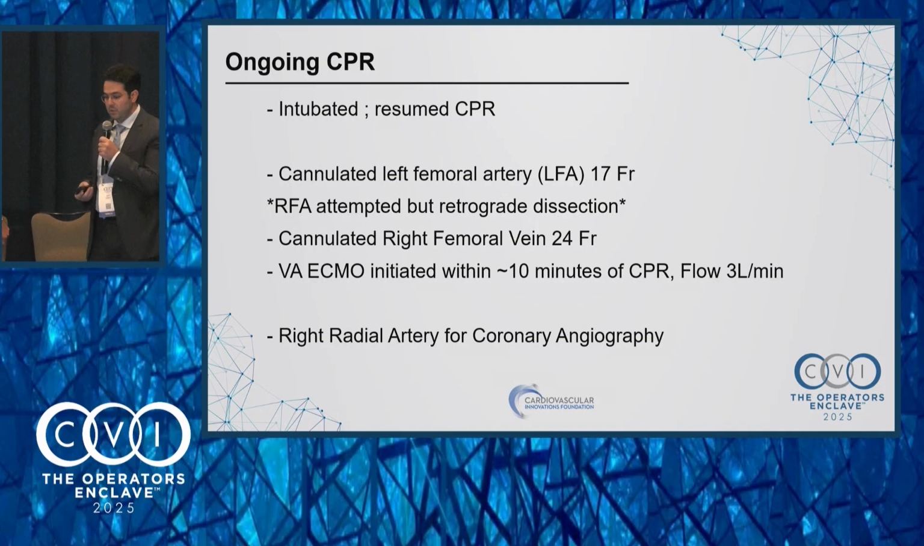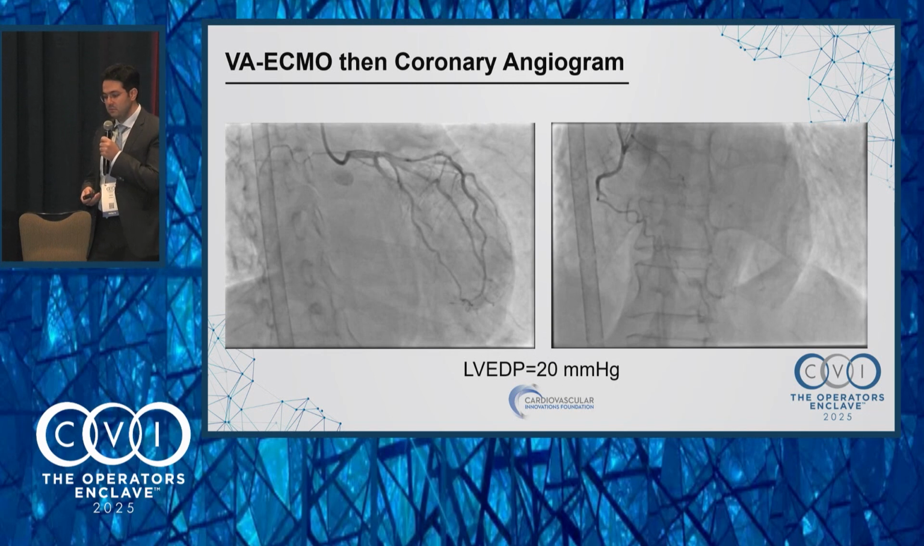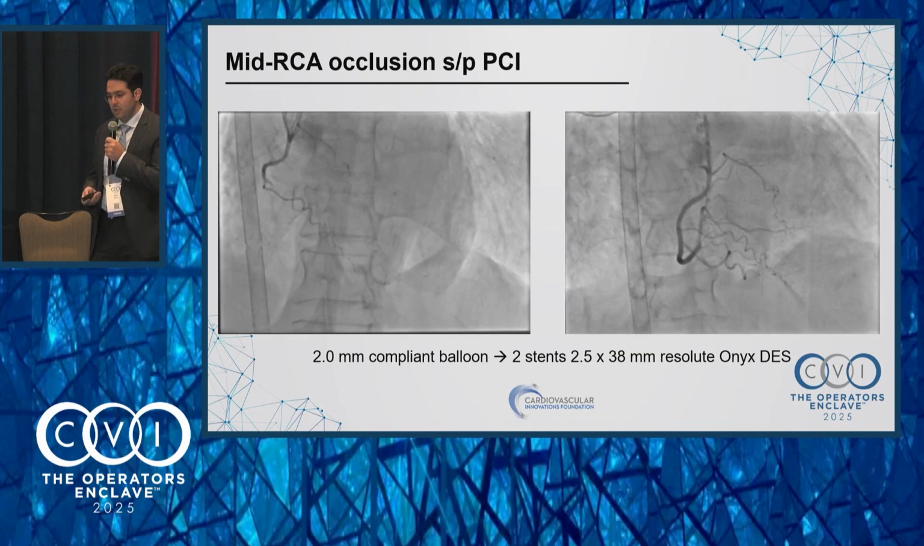And so a right radial artery was used for coronary angiography. These are just still pictures, not in cine. But the left system had mild, but diffuse non-obstructive coronary disease. And the right coronary artery had a severe, complete mid-RCA occlusion. And the patient had an LVEDP of 20. So with a 2.0 compliant balloon, flow was restored, and then 2 drug-eluting stents were deployed.